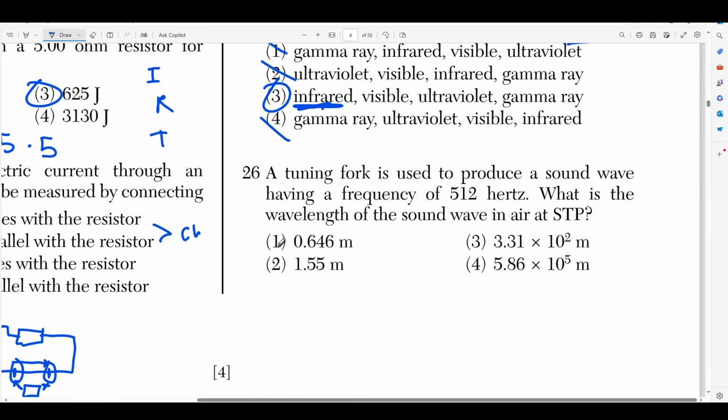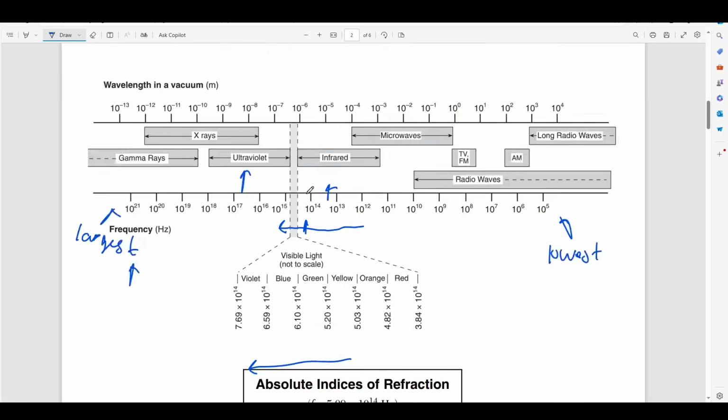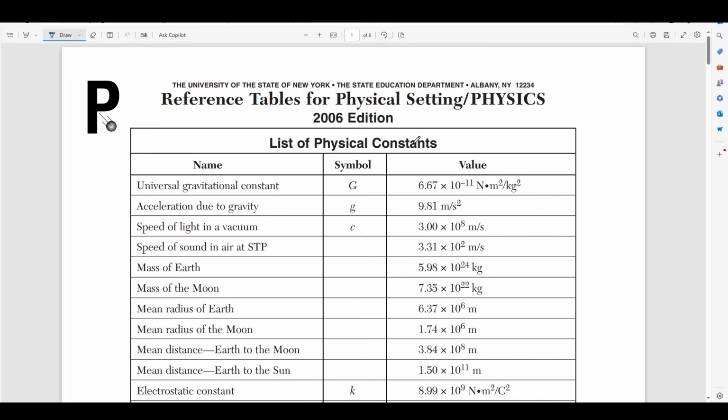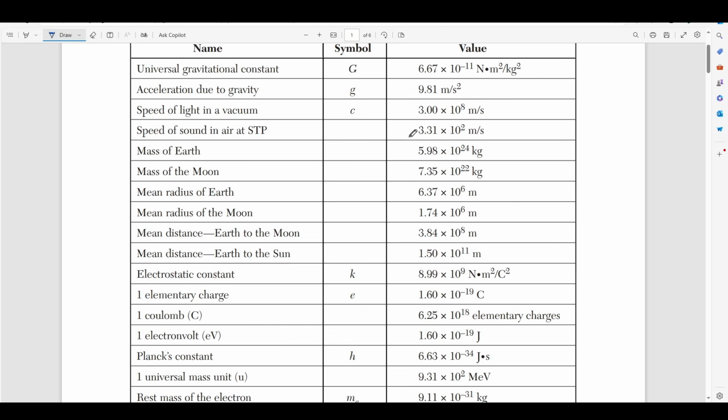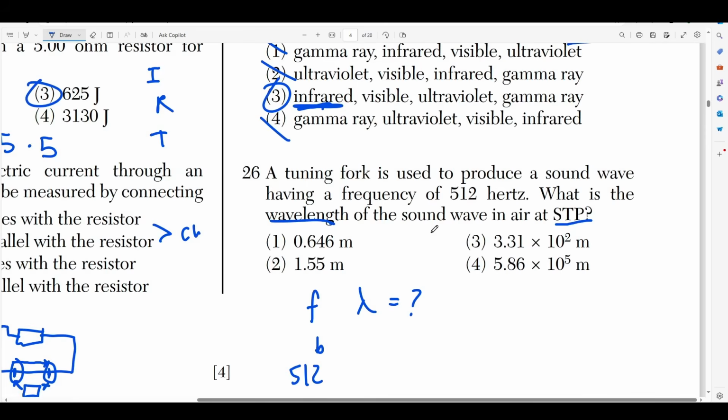So nice. Number 26 says a tuning fork is used to produce a sound wave having a frequency of 512 hertz. What is the wavelength of the sound wave in the air at standard temperature and pressure? So here you know that you have a frequency, F. And you're asking for the wavelength, so what is lambda? And you know another thing about sound. At standard temperature and pressure, it has a specific speed that's always going to be the same. If you look at physical constants, the speed of sound in air at standard temperature and pressure is 3.31 times 10 squared. So you know that V is equal to 3.31 times 10 squared.